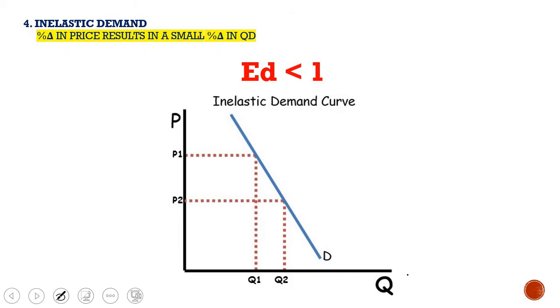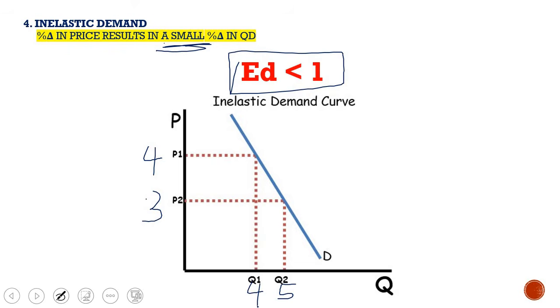Then inelastic demand is when a percentage change in price results in a small change in your quantity demanded. So E of D here is less than 1. You're going to get a negative answer. For example, if price increased from 3 Rand to 4 Rand and your quantity decreased from 5 units to 4 units, if you put this into your formula, you will get a negative answer. But when price increased, your quantity demanded only changed by 1 unit. So it's a small change.